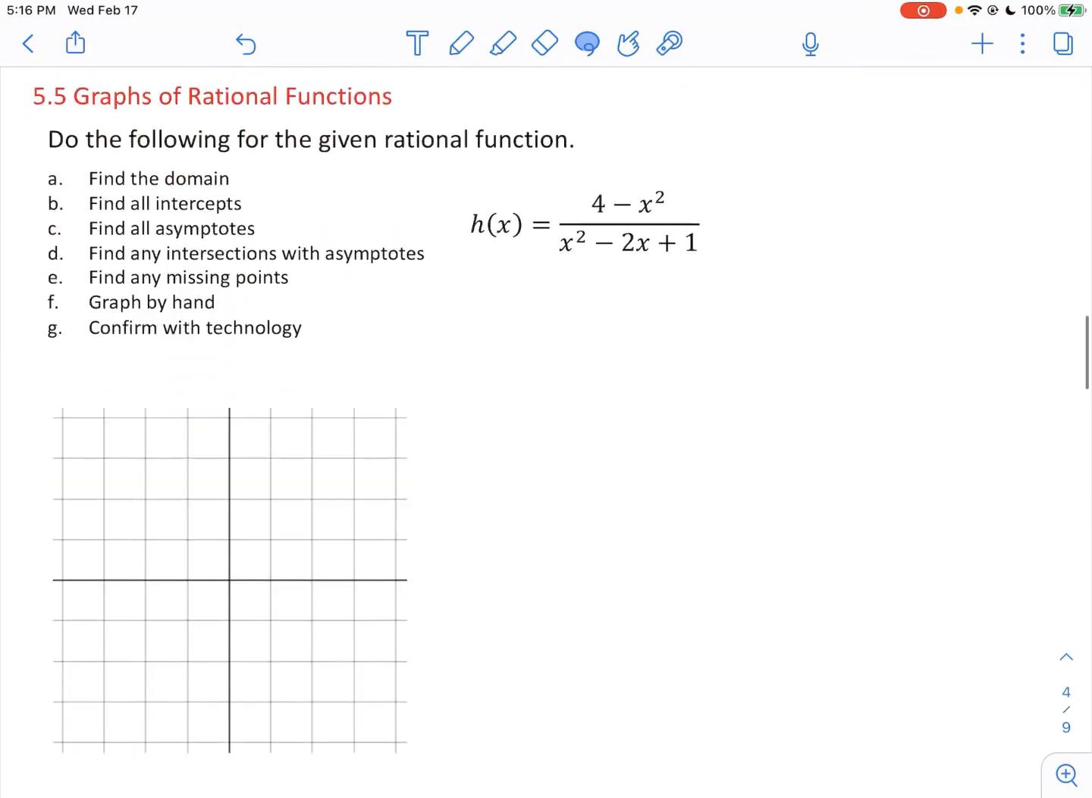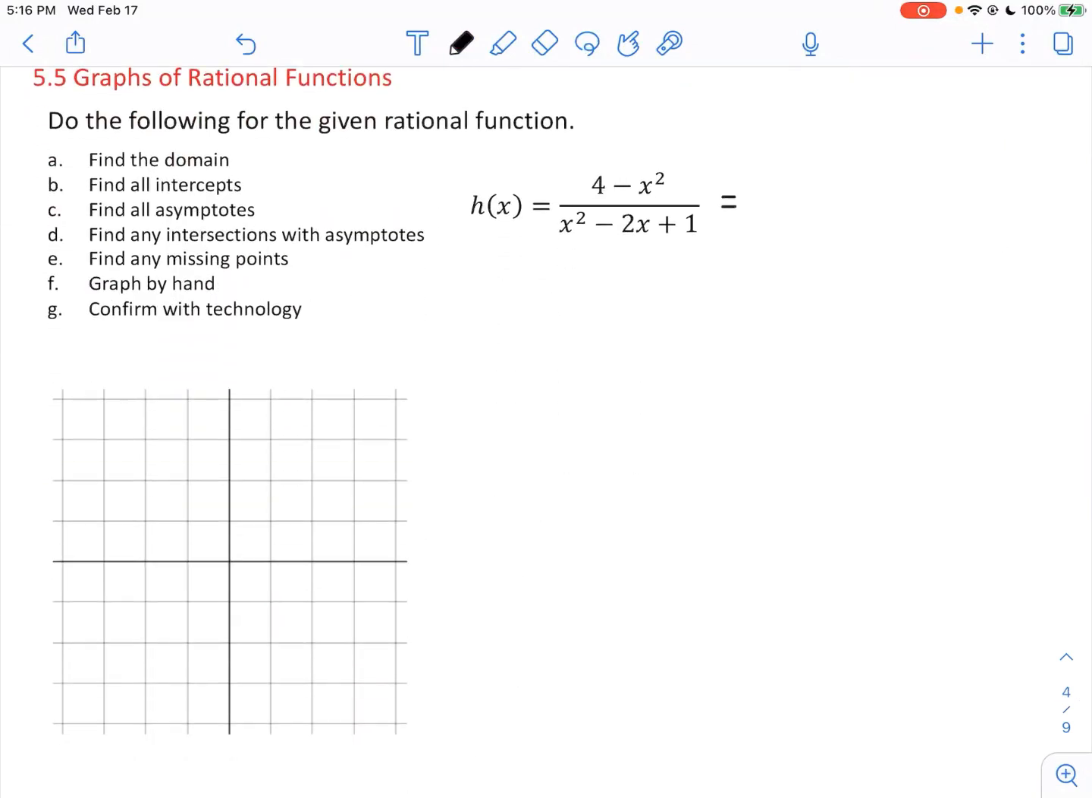And go to the next one. Let's get this into factored form again. Again, I'm going to factor out the negative, so it's x squared minus 4, and then factor that.